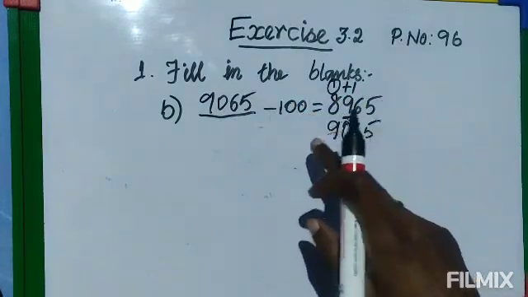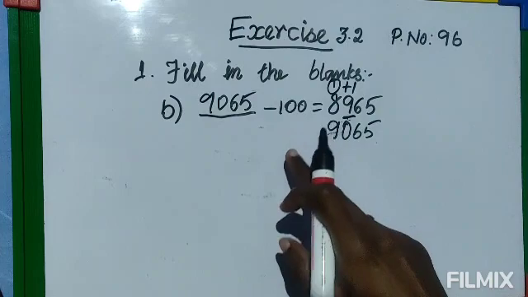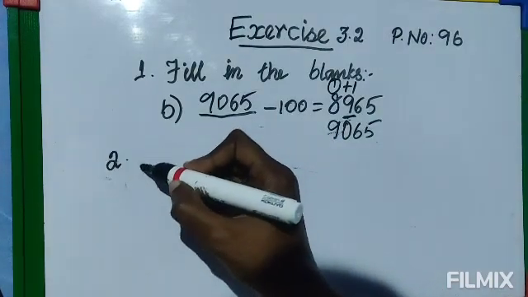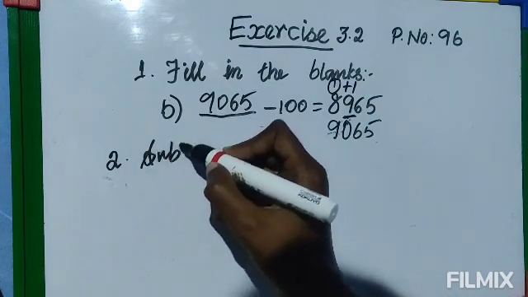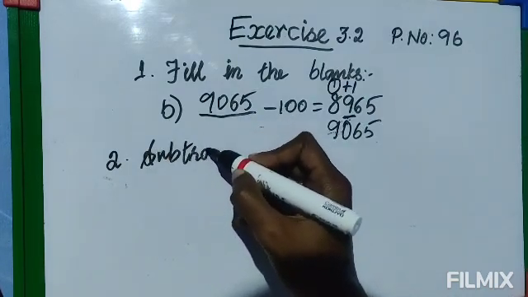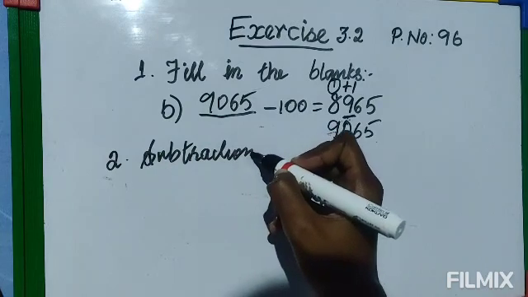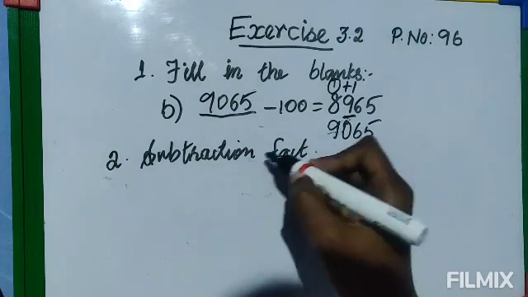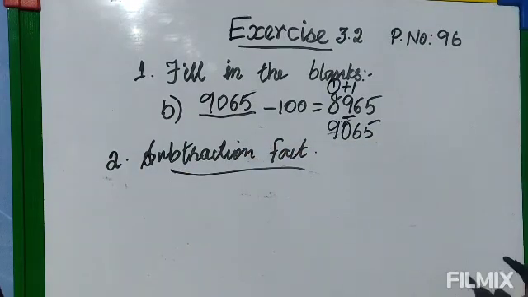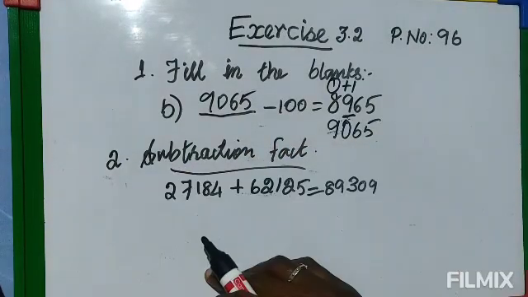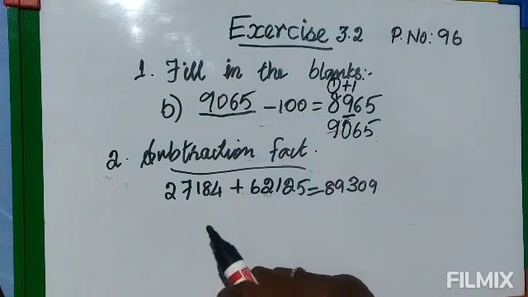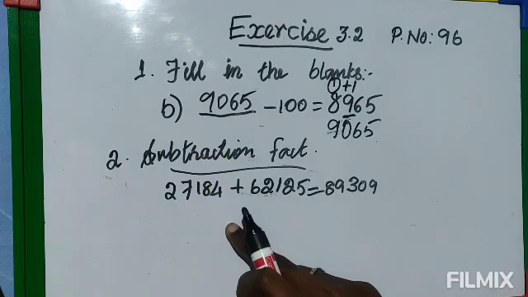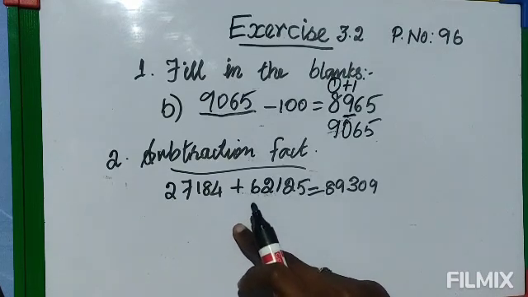Okay, so this is the answer. Some of you had made a mistake, so I am giving this one again. The second sum was given to find the subtraction fact. This also some of you had made a mistake. You have to write 2 subtraction facts for the addition given. Last year you learned this, and this year also you are learning, and still 2 fellows had sent the wrong answer, so I am teaching again.